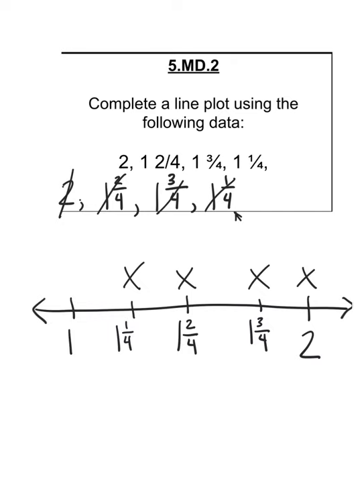If I added another X, that would be like saying, oh, I have 2 kids who did their math homework for 1 3/4 of an hour. So the X is really critical. That is what tells the person looking at your line plot how many pieces of data you have for that number on your line plot. Don't leave your X's out.